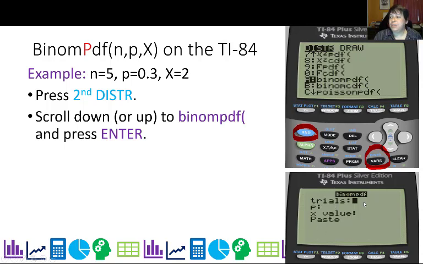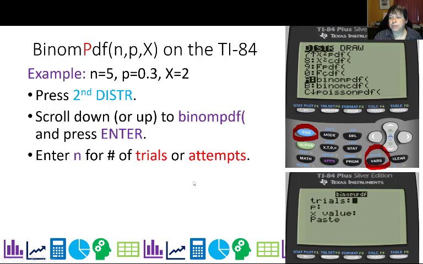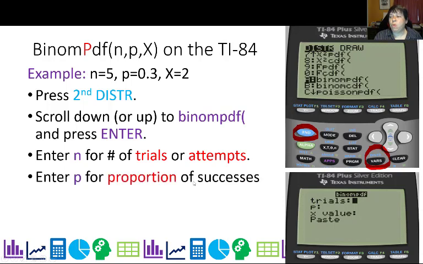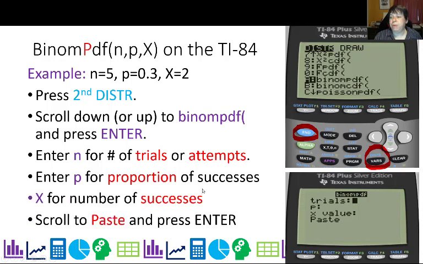Then you're going to see this screen right here, and n is the number of trials or attempts. p is the proportion of successes, think of it as proportion, and x is the number of successes. You scroll to paste and press enter, and it will spit out a value for you.